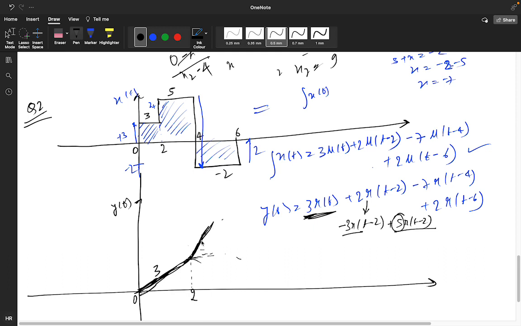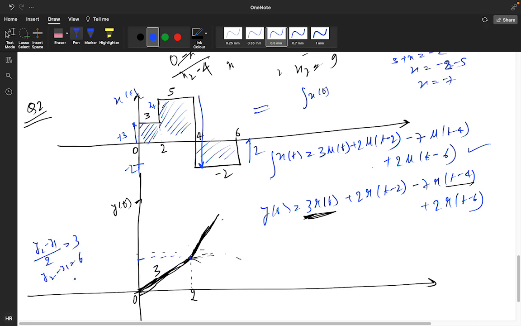Now it's moving like this. Again, at what point? At t minus 4 something is changing. So first you need to find the value. At what value will you get the 3? This will be y2 minus y1. So y2 minus y1 divided by 2, you are getting 3. So y2 minus y1 is 6, and y1 is 0. So this value is 6.